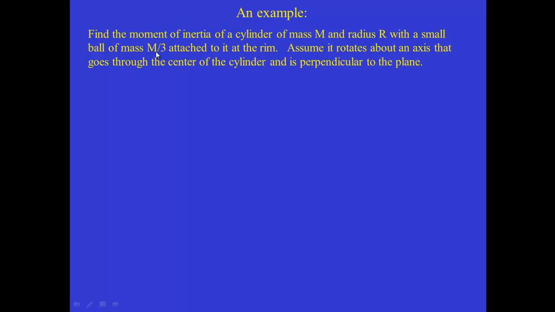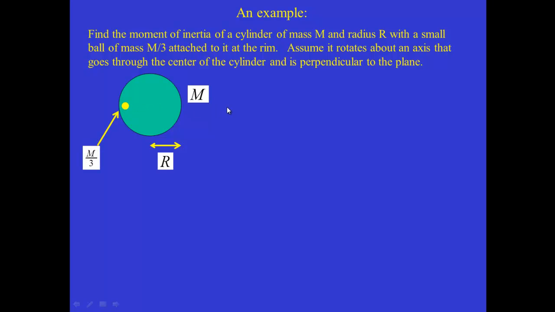Here's an example. Find the moment of inertia of a cylinder of mass M and radius r, and unless we're told otherwise, we always assume that these kinds of objects have uniformly distributed mass. So the cylinder has its mass distributed evenly all throughout the volume. And to this cylinder, we're going to attach a small ball at the surface of the cylinder, with a mass m/3. So we're going to assume the cylinder rotates about an axis that goes through the center and is perpendicular to the plane. So here's our cylinder in cross section, and that has mass capital M and radius r, and we'll attach a small ball that has mass m/3 at the rim, which is going to be a distance r away from the rotation axis.